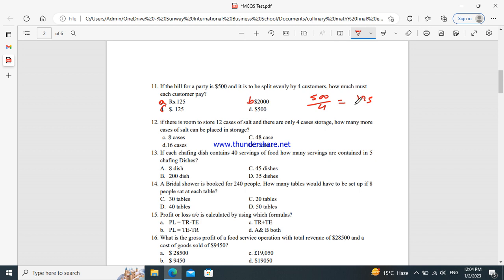You can find out the 125. This is the answer. Oh no, the given data is in dollars. Therefore, this is not a correct answer. This is the correct answer. Option C is the correct answer.